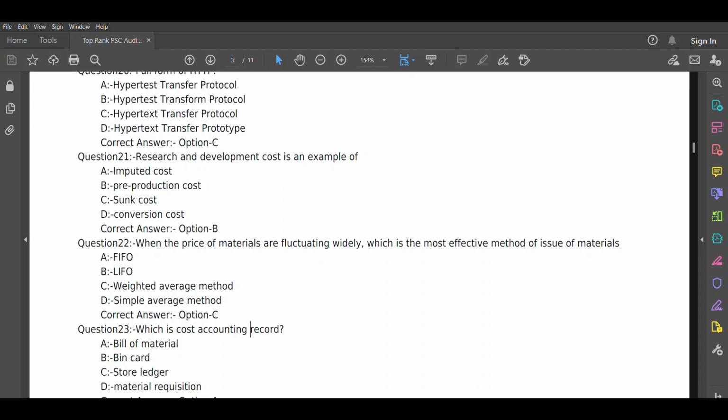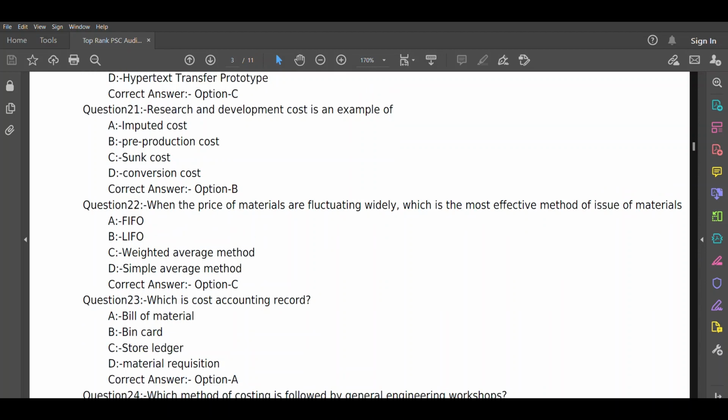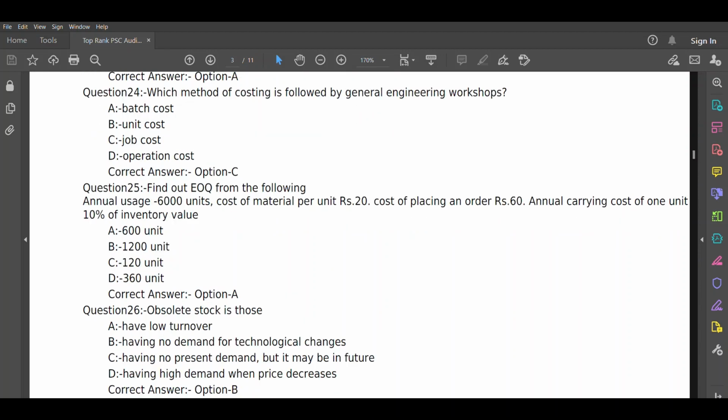Which is a cost accounting record? Bill of materials. Which method of costing is followed by general engineering workshops? Job costing.